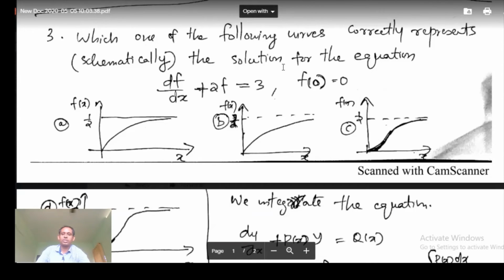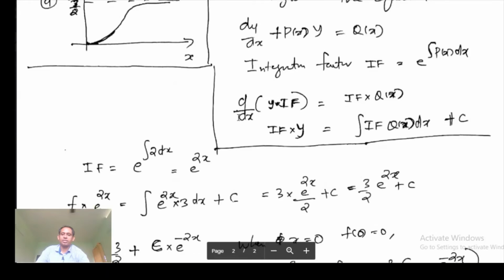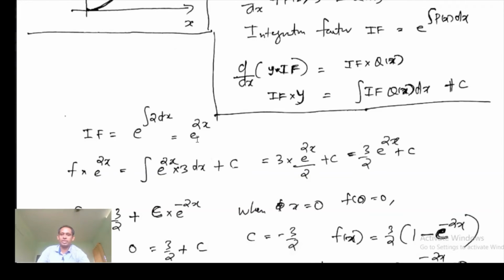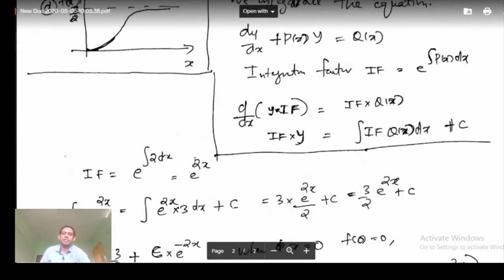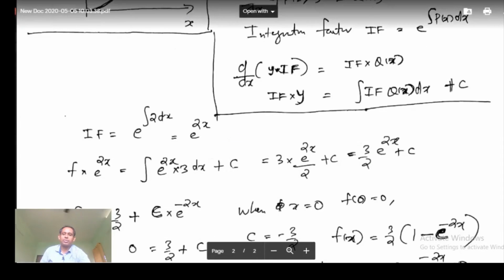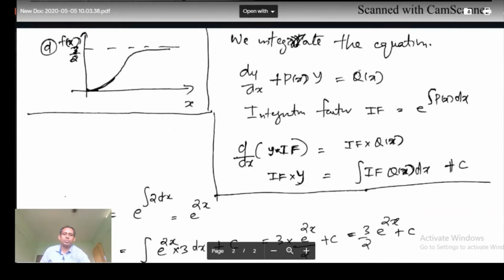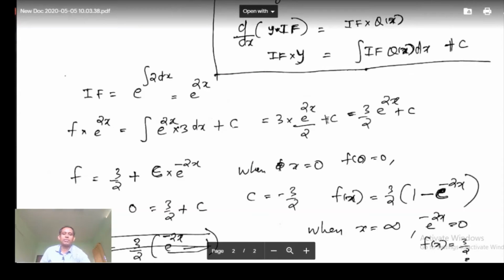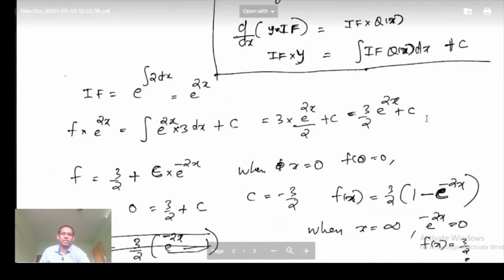For this equation, the integration factor is obtained as e raised to integral 2 dx, which is exponential 2x. So you multiply this with the entire equation and you will get this. So y into IF, that is equal to integral of the integration factor times q of x, and q of x here is 3, 3 dx plus c. You integrate and you will get 3 by 2 e to the power 2x plus c.